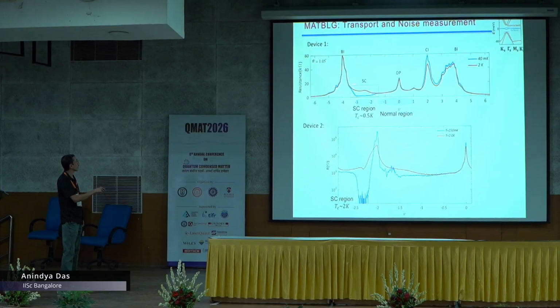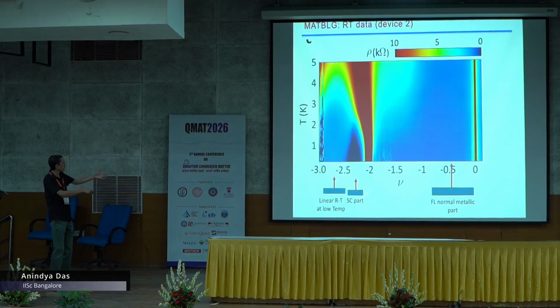You can see there is superconductivity appearing on this valence band. In device 1, the TC was 0.5 Kelvin, but device 2 is really an excellent device, and I'm highlighting only the valence band side. This is the Dirac point, and as you go here, this is the -2 filling correlated insulator, but followed by that you have a very strong superconductivity, and TC is of the order of 2 Kelvin.